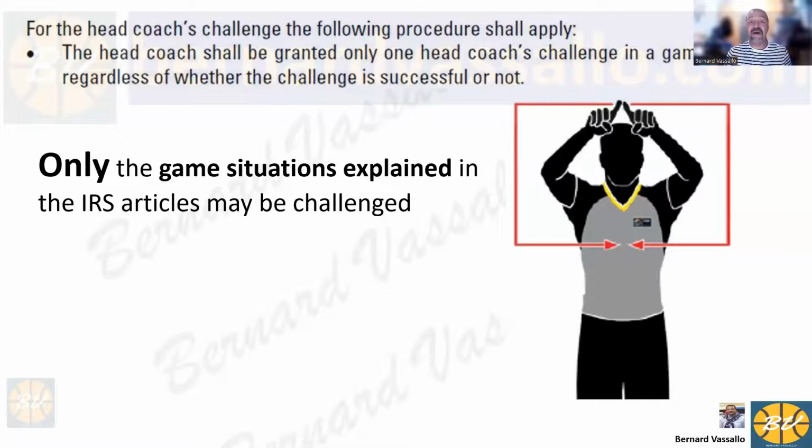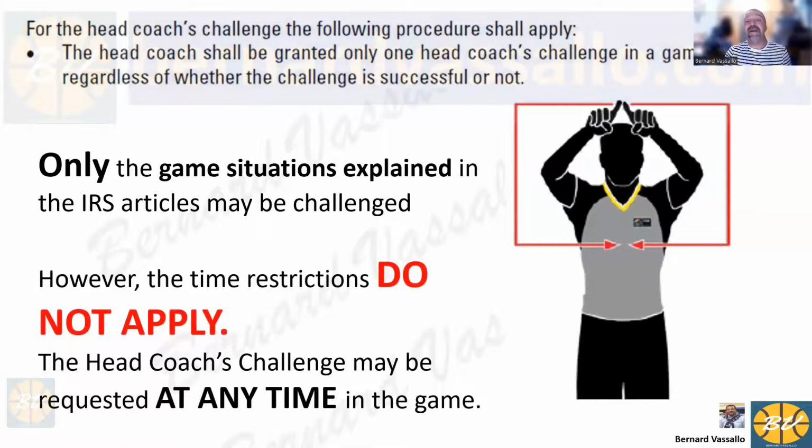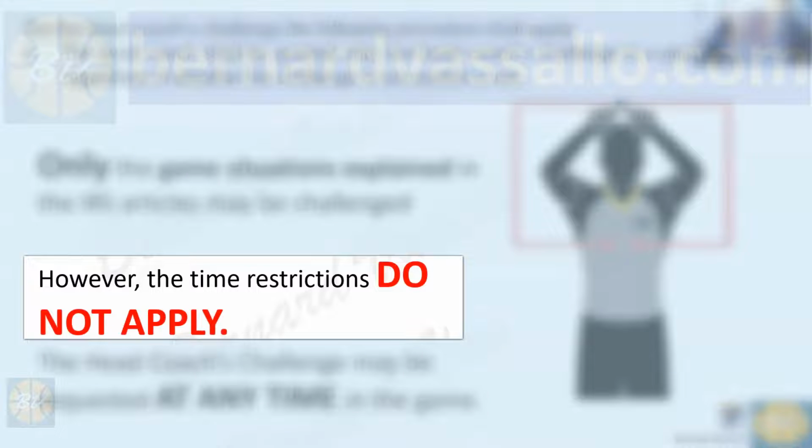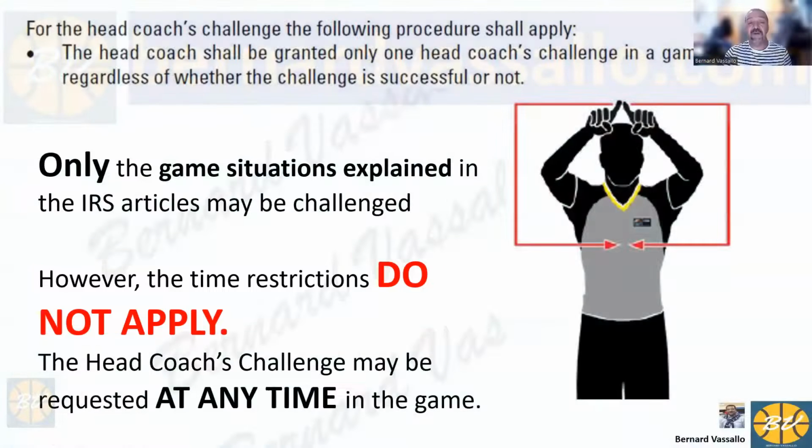But in the case of a head coach challenge, in all those cases, notwithstanding what minute it is, it could be also the first second of the game, all those plays could be challenged by the coach at any time during the game. Therefore, as you could see on the slide, only the game situations explained in the IRS video earlier may be challenged. However, the time restrictions do not apply. Therefore, there are no time restrictions, okay? The head coach could challenge any play at any time during the game.